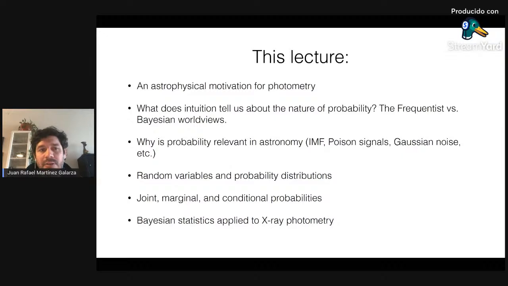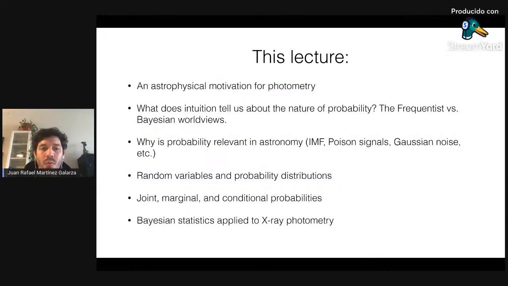So today, I'm going to start by giving you a little bit of a motivation as to why you want to do photometry in X-ray. Of course, you want to know that there are X-ray sources out there, but why are you interested in knowing exactly how many photons are being produced and how far these objects are? And I'm going to use that motivation to introduce probability and what intuition tells us about probability. And I'm going to present you with two different philosophical views about what probability actually means, the frequentist view and the Bayesian view.